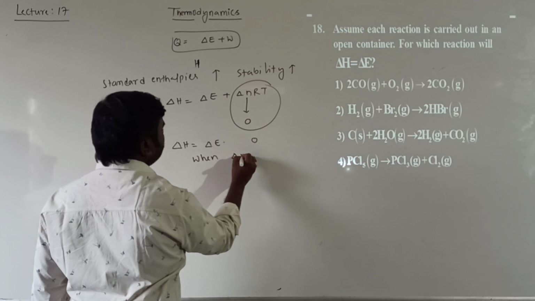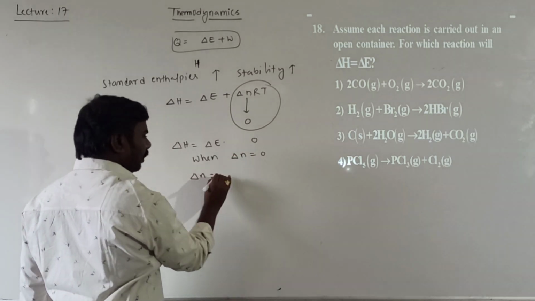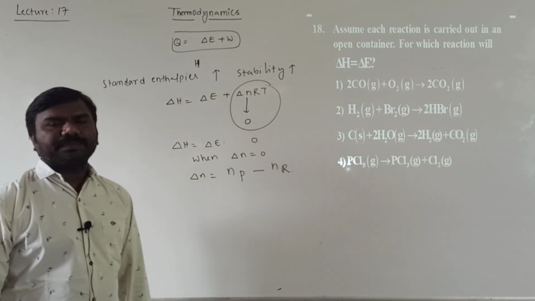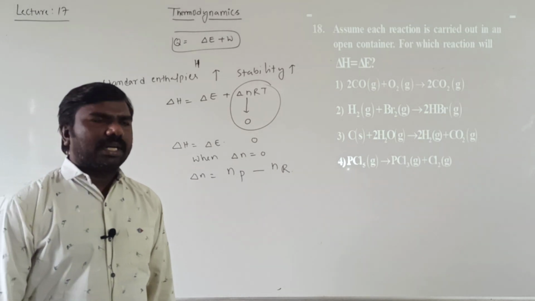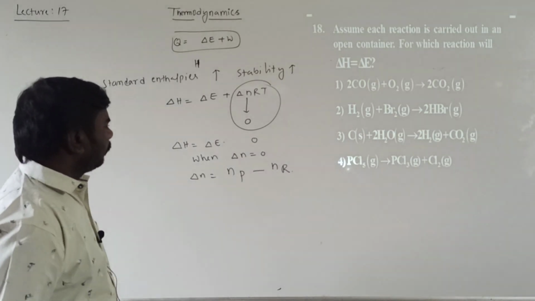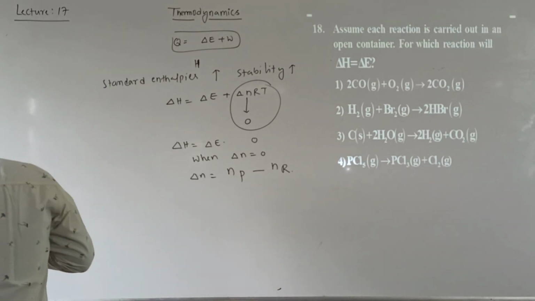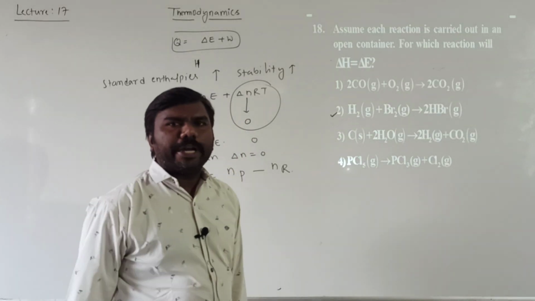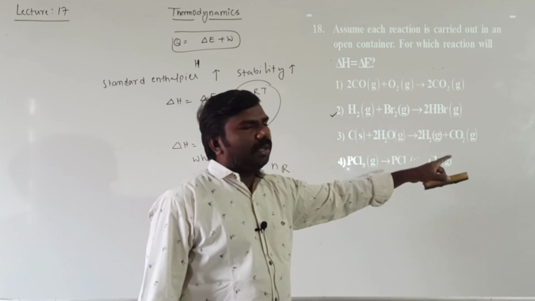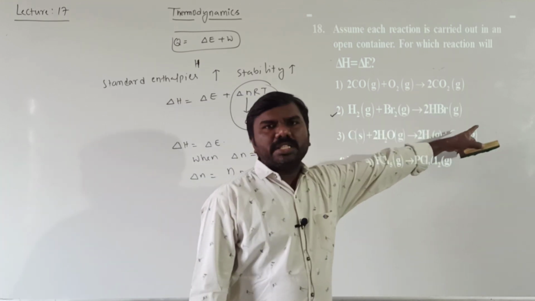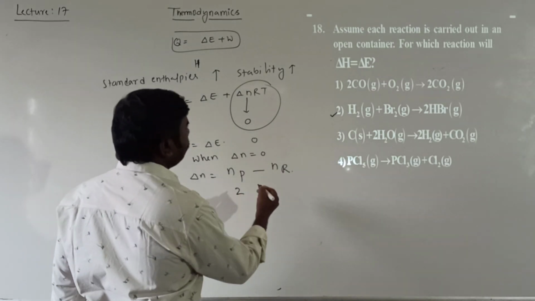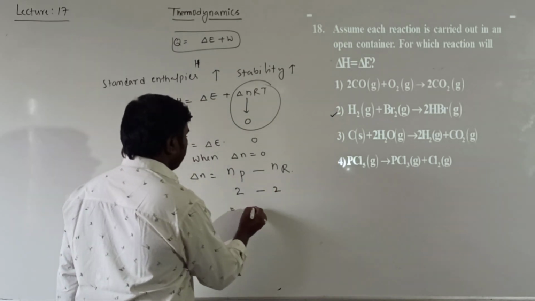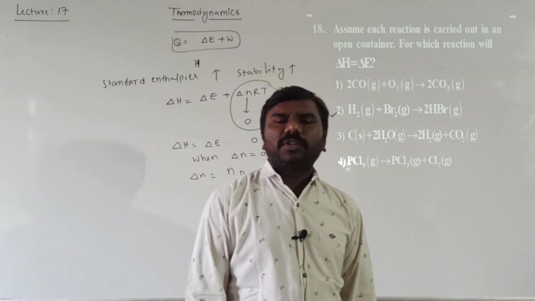Delta n is equal to the number of moles of products minus the number of moles of reactants. Now you verify this; it must be equal to 0. I am verifying option 2, the right option. H2 gas, Br2 gas to HBr. Products: 2 HBr, so products 2. 1 H2, 1 Br2, totally 2 reactants, then 0. Delta n is 0 for the second option.